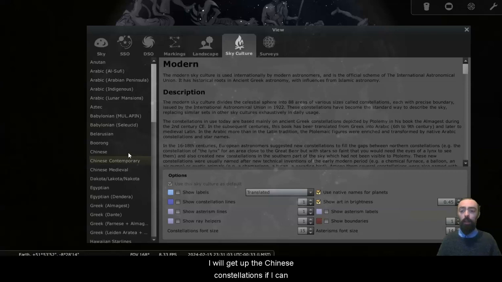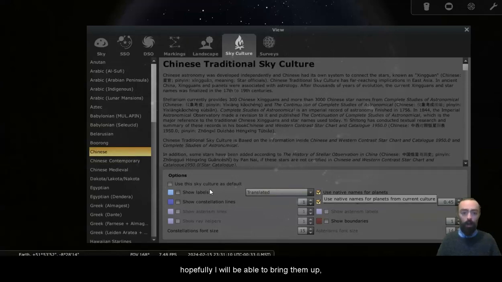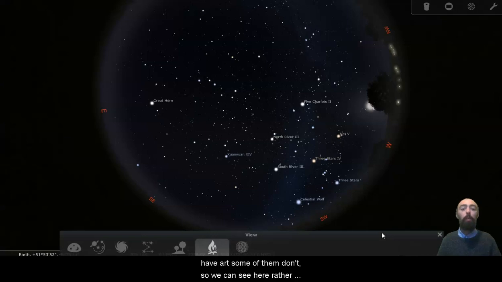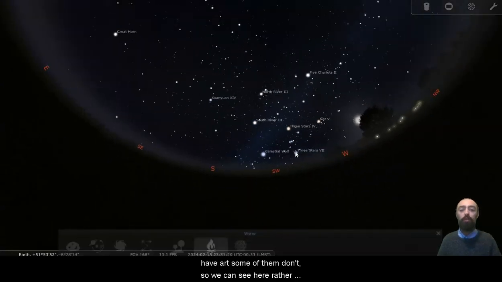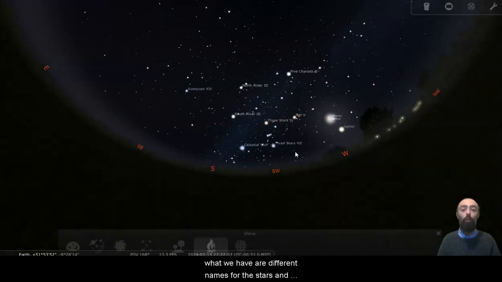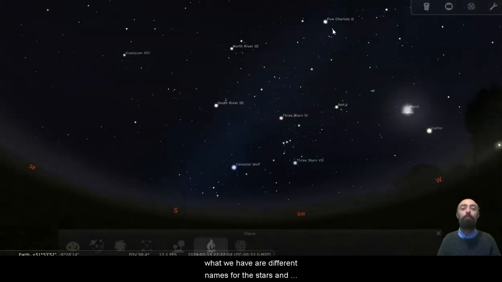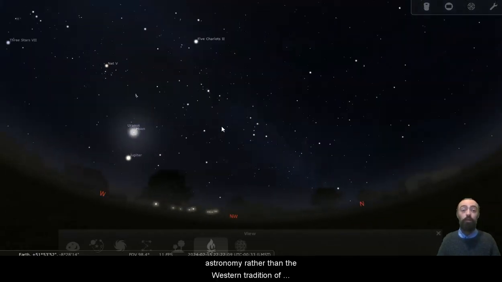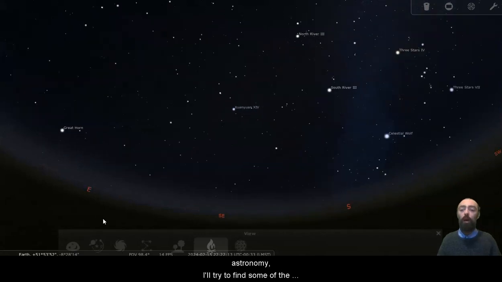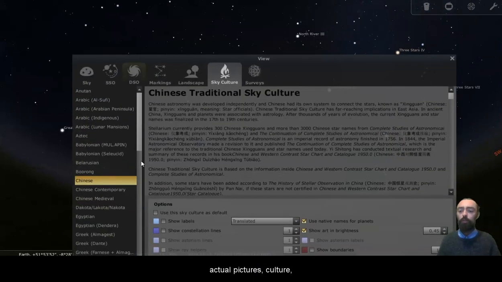I will get up the Chinese constellations if I can. Hopefully I will be able to bring them up. Different groups of constellations, some of them have art, some of them don't. So we can see here, rather than bringing up the images or the drawn pictures, what we have are different names for the stars. And these names come from the Chinese tradition of astronomy rather than the Western tradition of astronomy. I'll try to find some of the actual pictures.